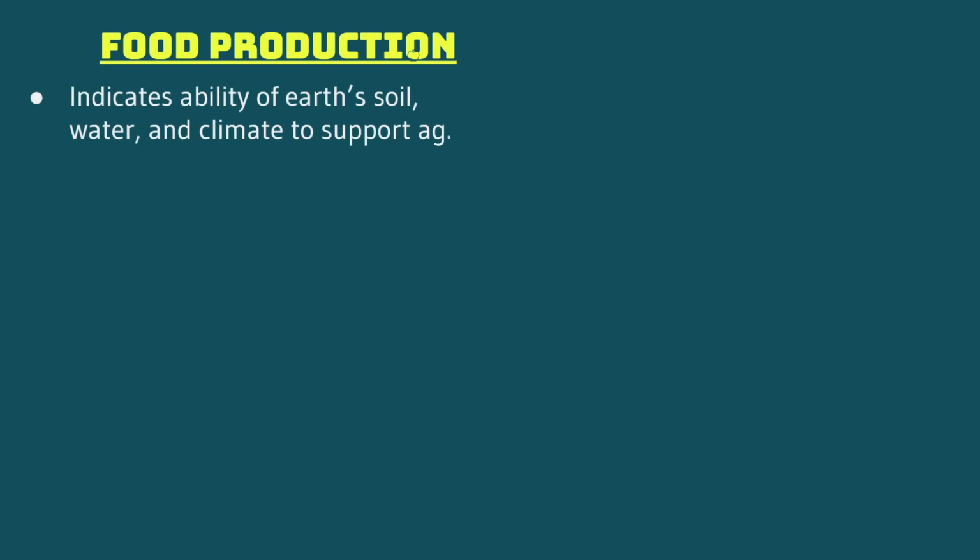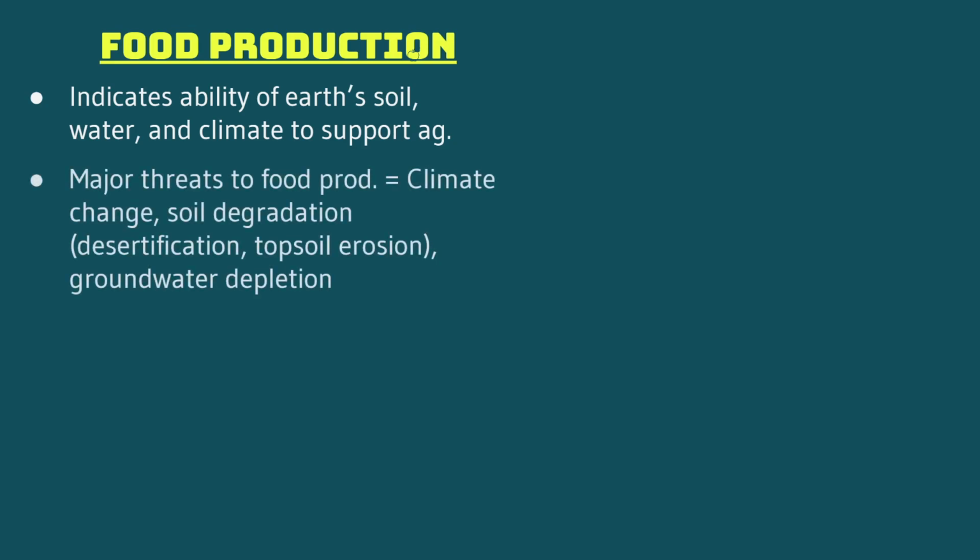Food production is another environmental indicator of sustainability. Food production refers to the Earth's ability to support agriculture from the standpoint of its soil, its water resources, and its climate. Climate is a huge threat to food production. Climate change can threaten food production. Soil degradation, such as desertification or topsoil erosion, and also depletion of groundwater, all of those factors threaten our ability to continue producing food on Earth.